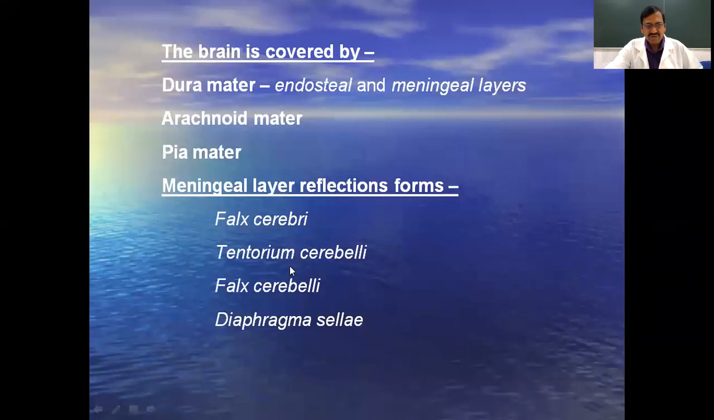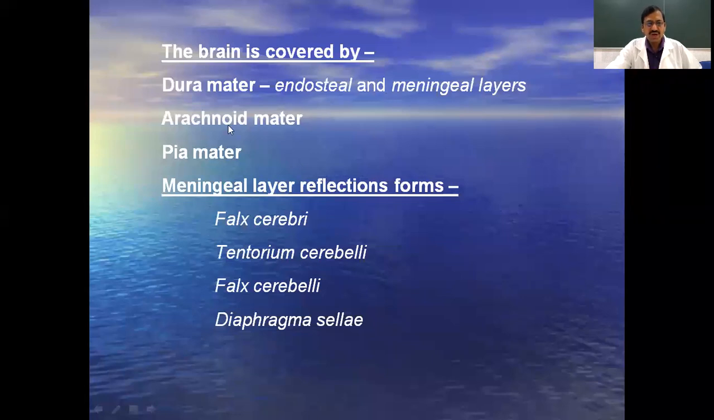Next, the brain is covered by three layers, as you already know, that is the three meninges. Out of these three meninges, the dura mater is the outermost layer, and it is the toughest of all the three layers. That is why it is called dura. Dura means tough, durable. Because of this reason, it is called dura mater.